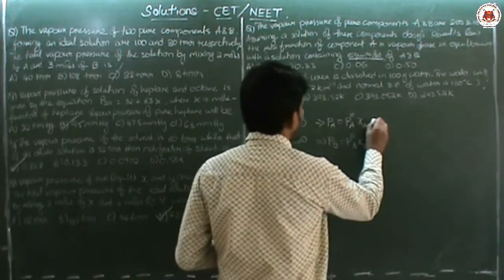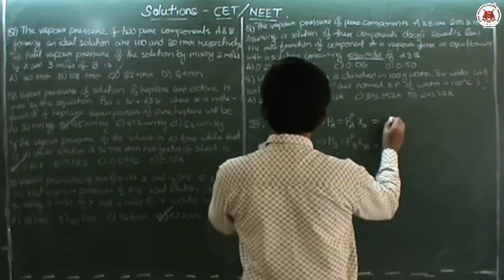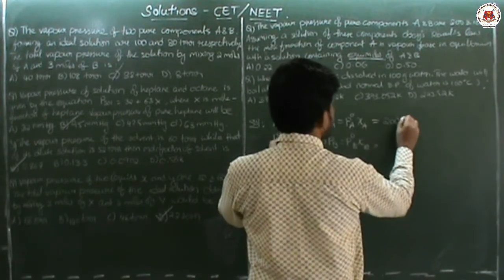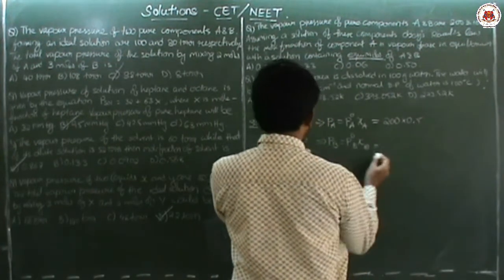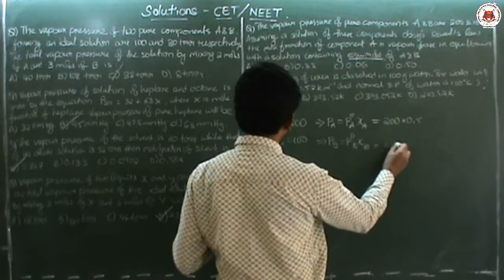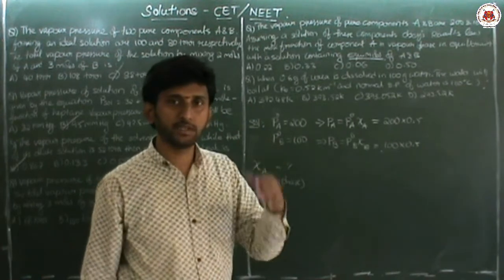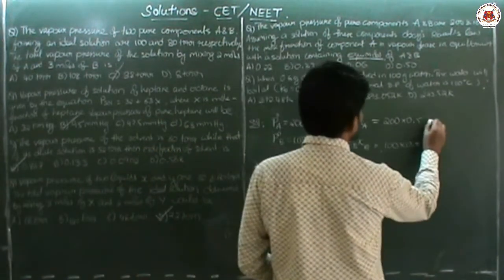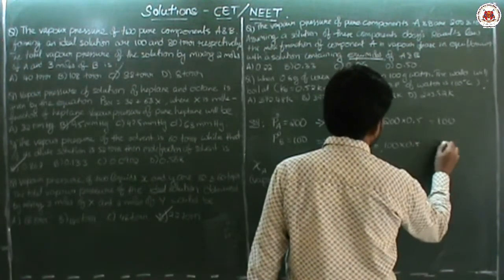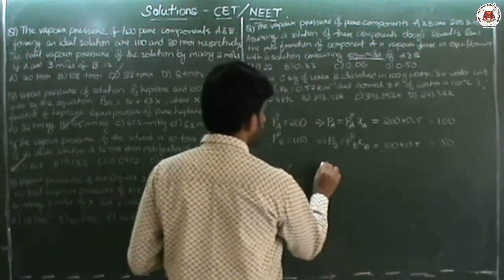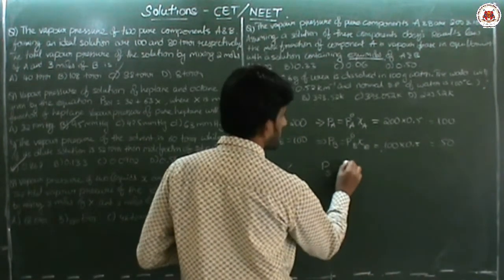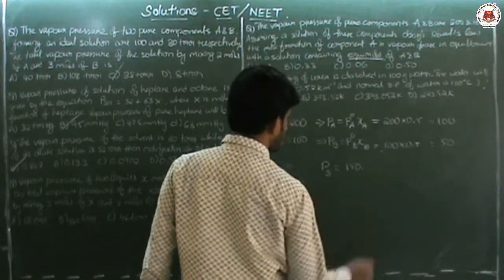So the partial vapor pressure of A will be equal to 200 into 0.5. Similarly, the partial pressure of B will be equal to 100 into 0.5, because equal number of moles means mole fraction is 0.5. So this is 100, this is 50. What will be the total pressure of the solution? Total pressure of solution is 150.